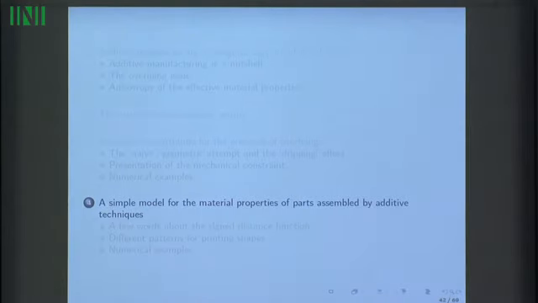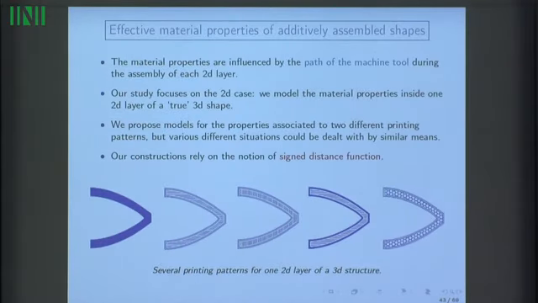And so let me turn to the second challenge that we want to address with respect to constraints imposed by additive manufacturing processes, which is related to the anisotropy in the effective material properties of the constituent material. Let me remind you that the material properties are influenced by the path followed by the machine tool during the construction. For instance, here are several paths that could be followed by the machine tool for the construction of one 2D slice of the shape.